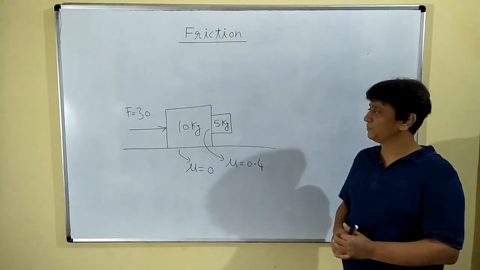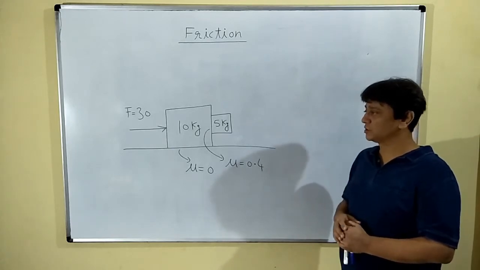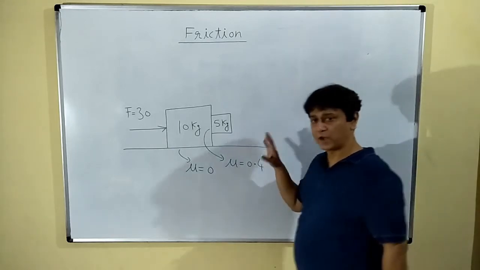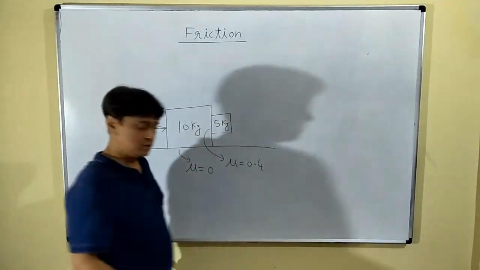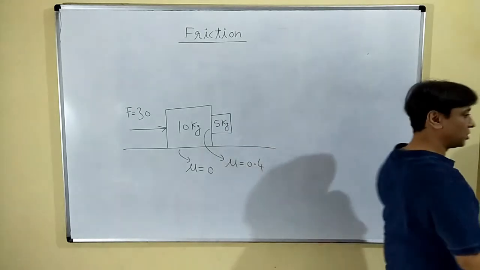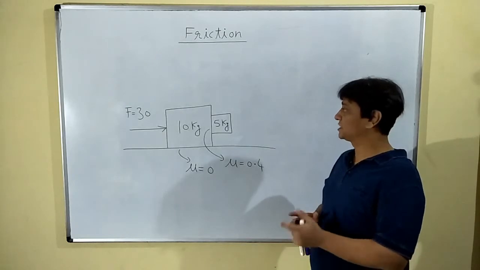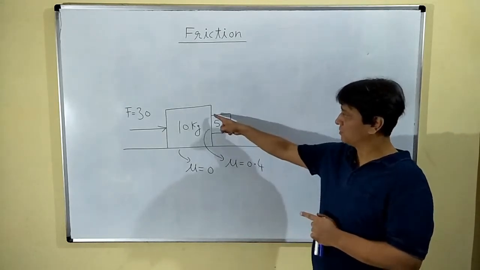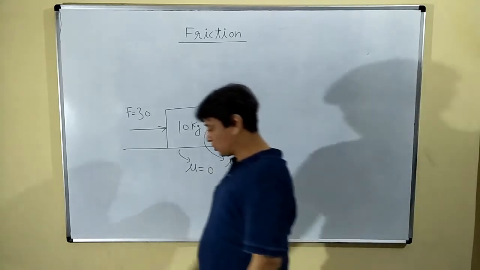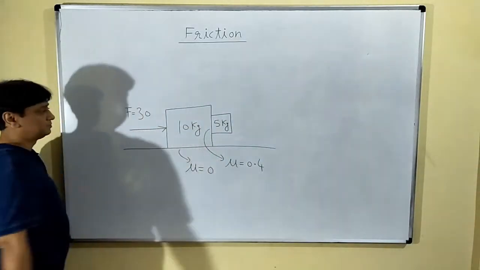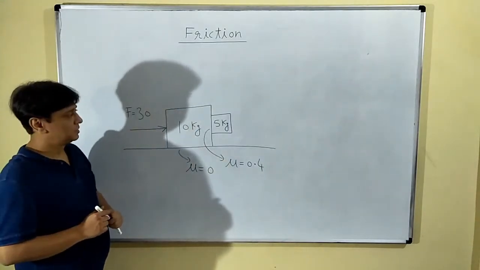Now, pause the video again and try to solve this question. A simple hint: draw free body diagrams of both bodies and go for FR maximum. For any friction question, this is what you have to do: free body diagram, go for FR maximum. FR maximum where? At the contact surface. Pause the video, try to solve this question, and then come back and see the solution.